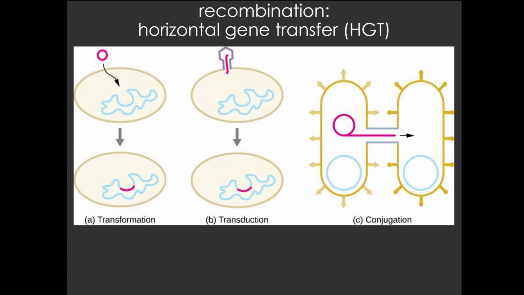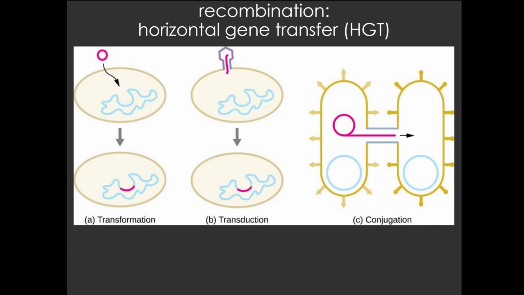The first, transformation, should sound familiar to you. That was what Frederick Griffith was studying, right? He called that molecule, whatever was getting from the dead smooth Streptococcus pneumoniae into the live rough Streptococcus pneumoniae, a transforming principle. And so transformation is the uptake of just fragments of DNA from solution that are brought into the cell. Transduction is the movement of DNA into a cell that is mediated by a virus.